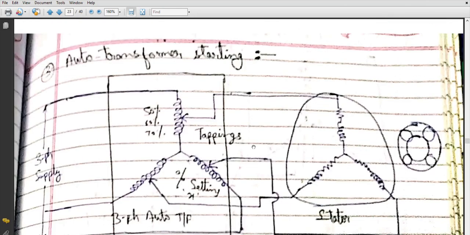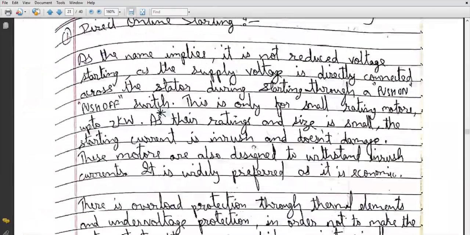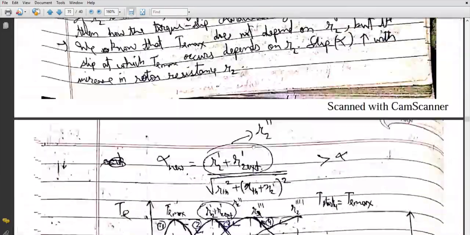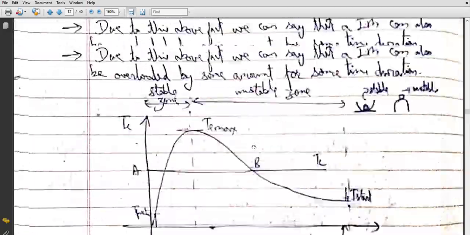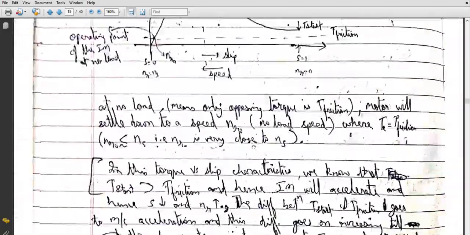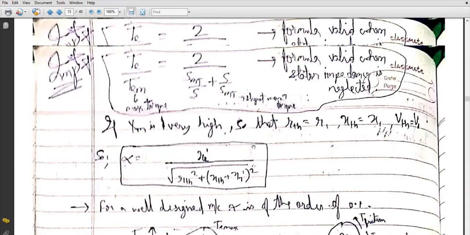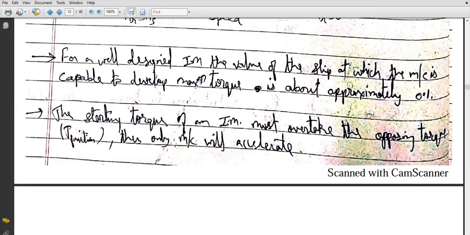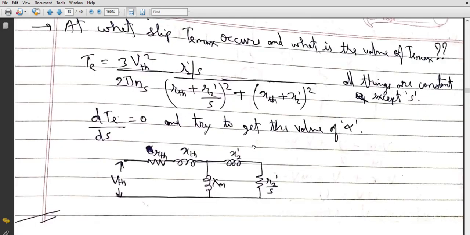Sorry, we have directly come to, I don't know which slide. Okay, now here is the thing we were discussing.